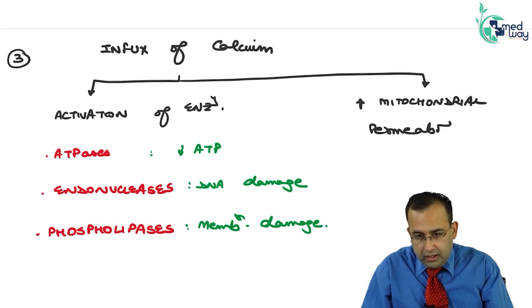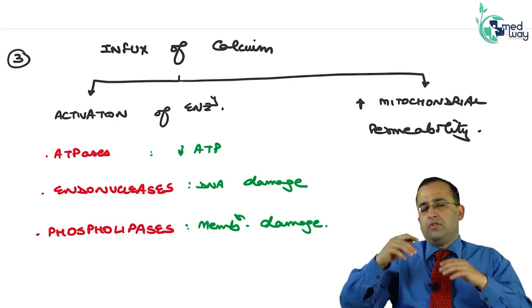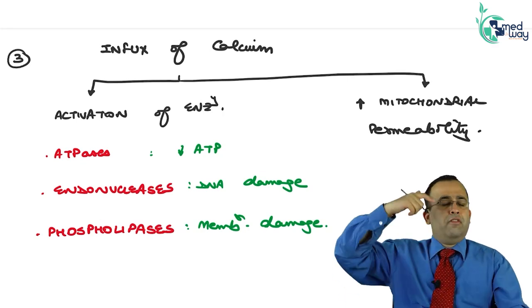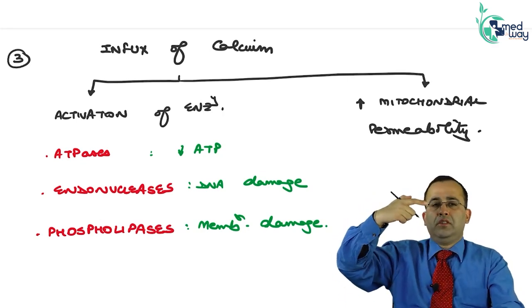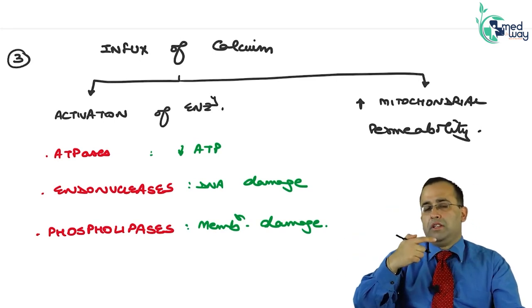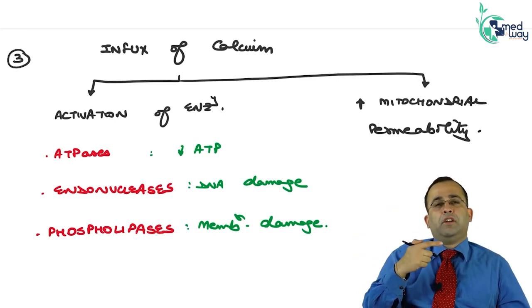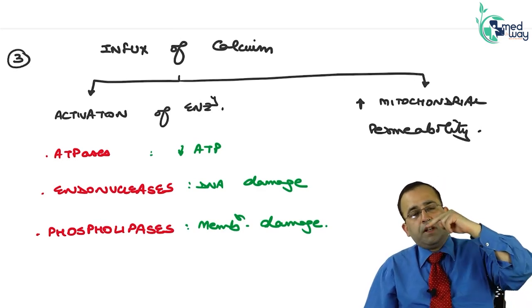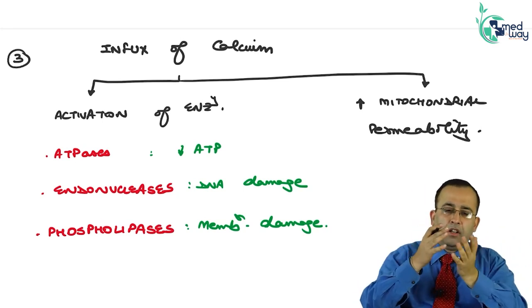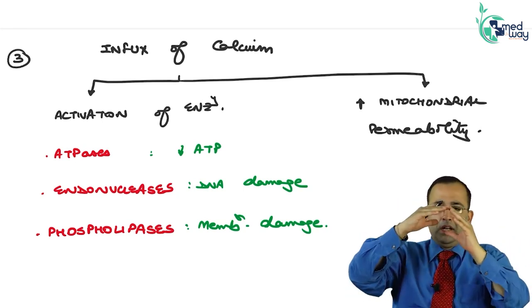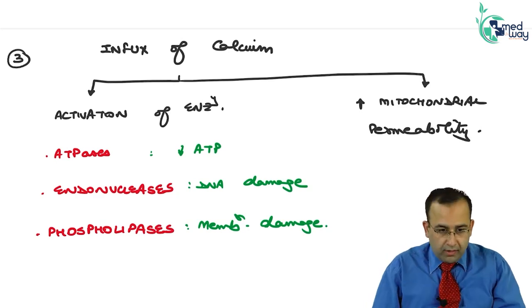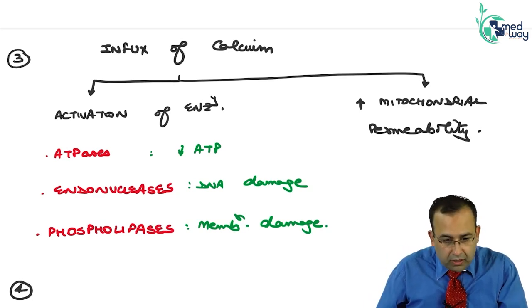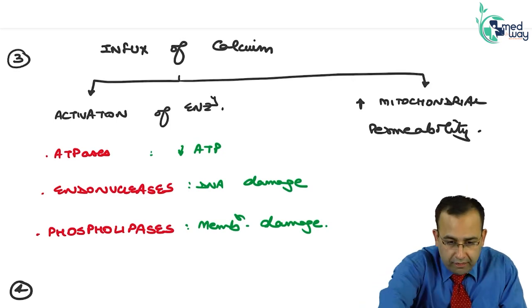Further increasing the damage to the mitochondria. So it is a vicious cycle. The first organelle to be affected was mitochondria. Because mitochondria was getting affected, ATP reduced, influx of calcium occurred, cytoplasmic calcium increased, which in turn also increases mitochondrial permeability. It is a cycle.